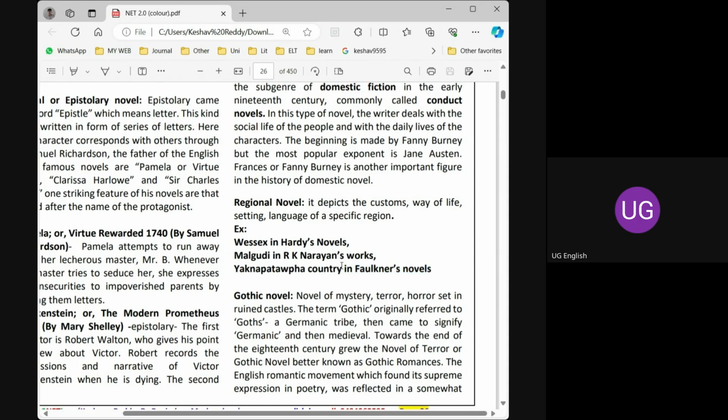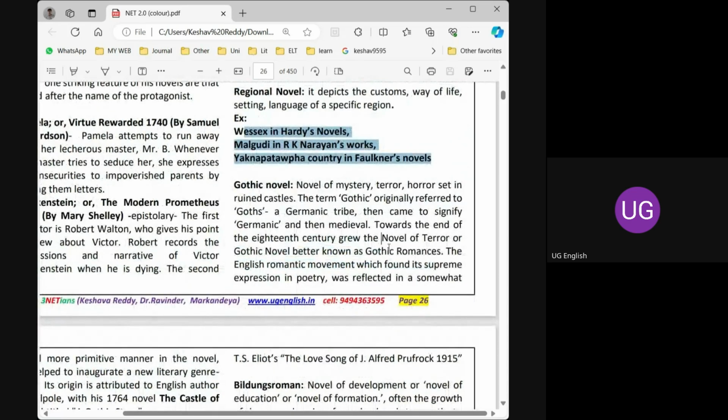So, a direct question in the previous examinations: Wessex is used in Hardy's novels. It's a regional novel. It depicts the customs, way of life, language, habits, culture of a particular region, a particular place. So Malgudi is a place, Wessex is a place, Yoknapatawpha County is a place. All these are regional novels. Very important. These three should be memorized. Very, very important. And now we are going to another term, that is Gothic novel.